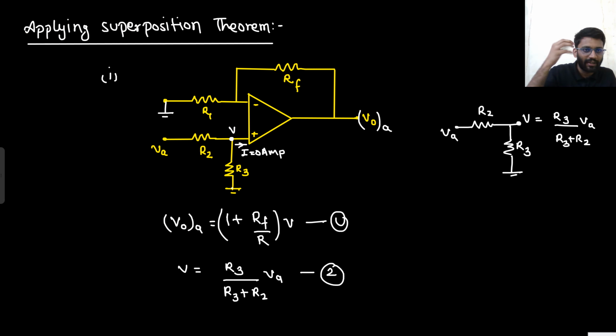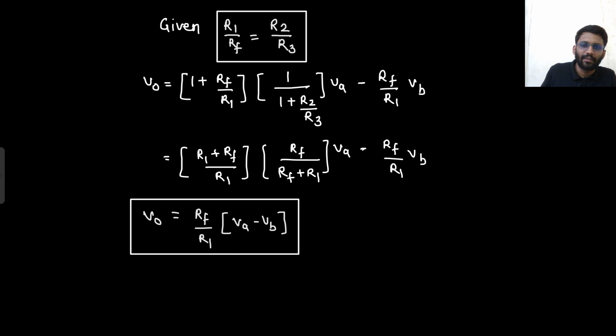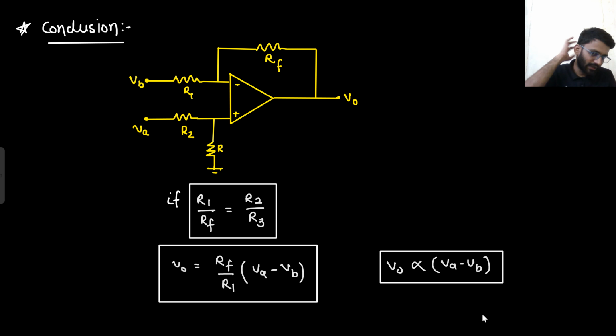How did you derive it? For the derivation, we applied the superposition theorem. First we consider only Va, then we consider only Vb. Considering Va, with the potential divider, the gain is R3 by R3 plus R2 into 1 plus Rf by R1, into Va. Then we consider only Vb. For Vb, simply the gain would be minus Rf by R1 into Vb. Well and good. Then this was the conclusion, that these ratios are the same. If these ratios are the same, then your V0 would be Rf by R1 into Va minus Vb.